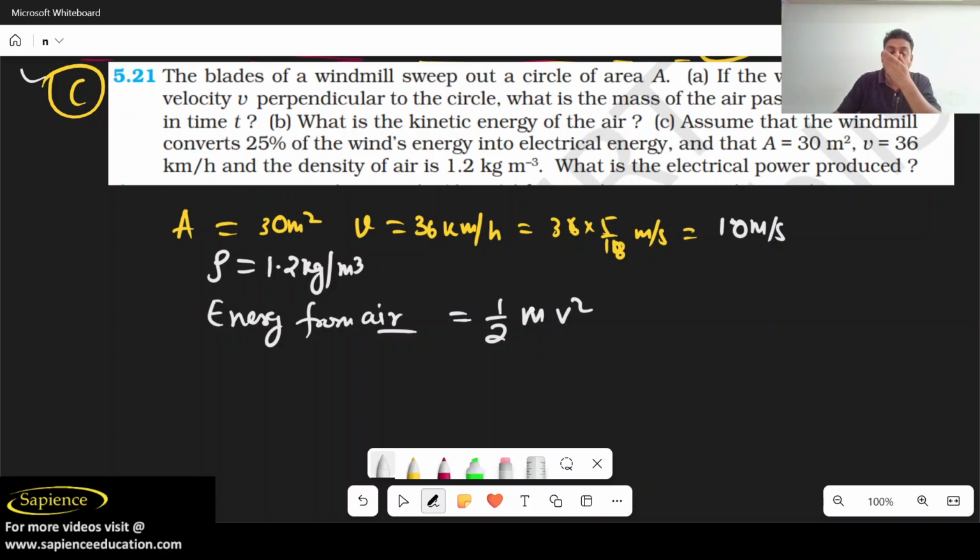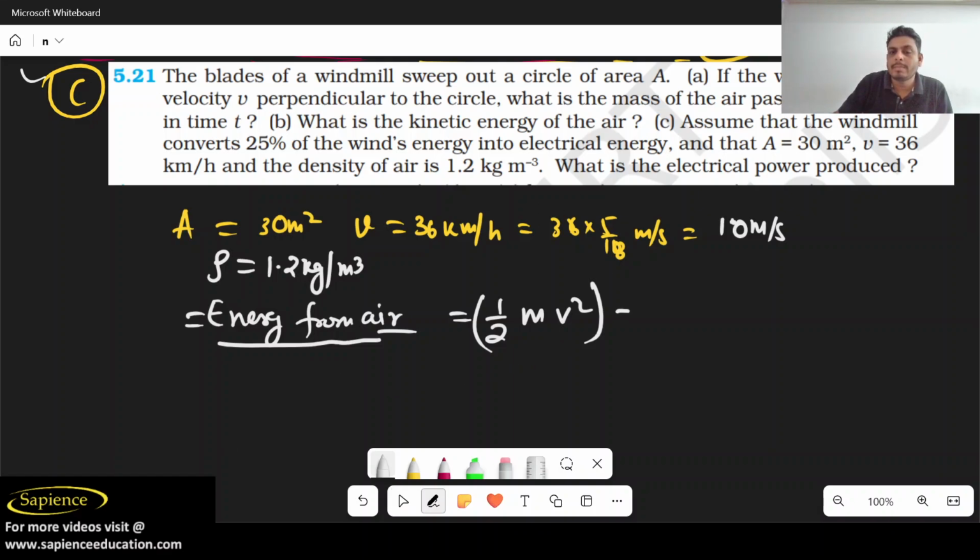So we need to calculate this. First of all, energy from the air, and this is your input. Energy from the air is your input, right? And what is the output? This is your input energy, that is half mv square.